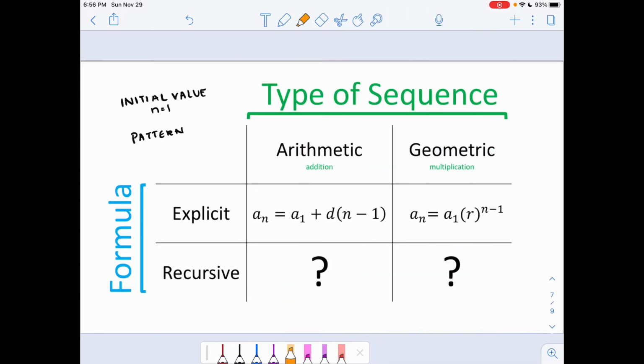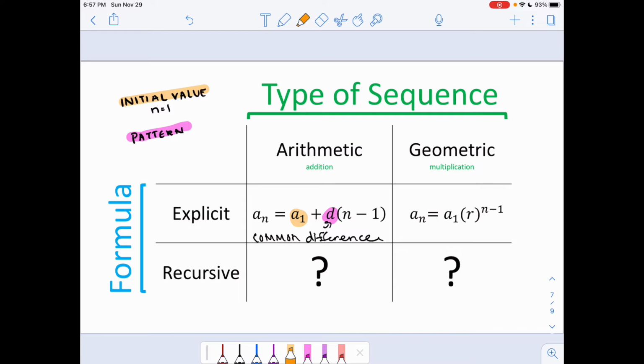An explicit formula is composed of two things. It's composed of an initial value and the pattern. Let's take a look at the formulas. For an arithmetic sequence, you have your initial value and your pattern. This is called the common difference. For an arithmetic sequence, the name of the pattern is the common difference.